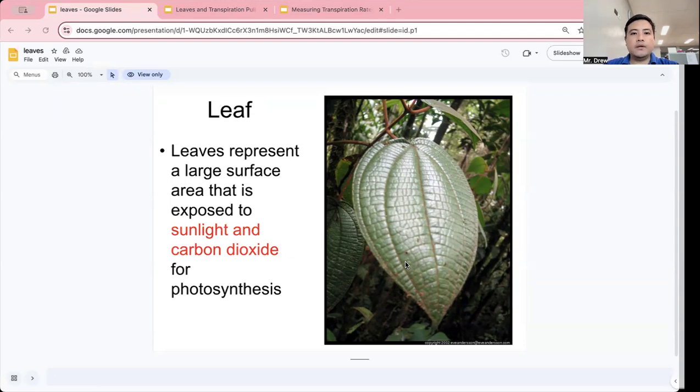All right, good morning. So let's continue the topic about gas exchange, but this time it's for plants. Leaves represent a large surface area for photosynthesis. Leaves are the primary site of photosynthesis in plants. Their broad and flat shape provides a large surface area, allowing maximum sunlight absorption for photosynthesis. Efficient gas exchange, that's the carbon dioxide in and oxygen out, and rapid diffusion of gases through stomata. Why is this important? The structure of leaves is adapted to maximize efficiency in capturing light and gases.